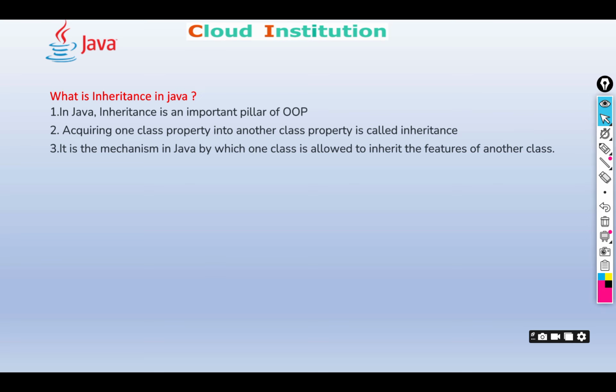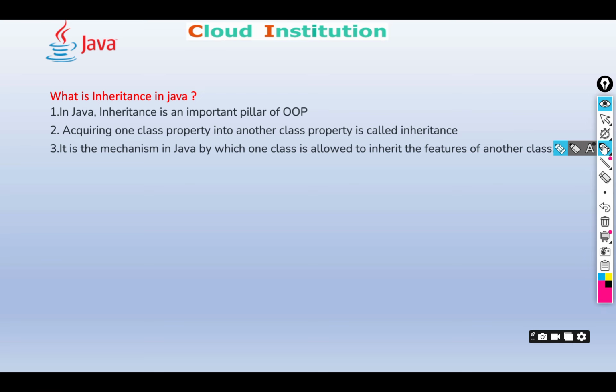Inheritance is an important pillar of OOPS. If you are working with OOPS concepts, inheritance is a must. Without inheritance, you cannot do abstraction, method overriding, or go for interfaces. That is the reason it is a pillar of OOPS. And what exactly is inheritance?